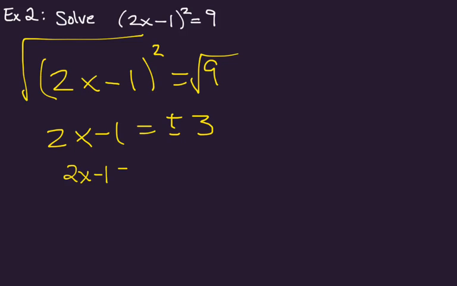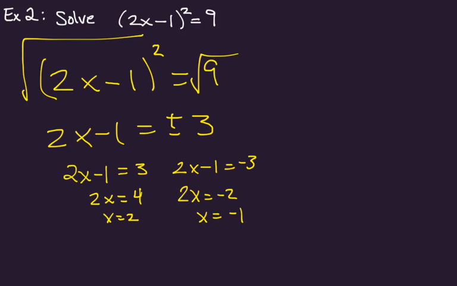Take the square root of both sides. Then you separate them into 2 little cases and work them out. One with the positive 3, one with the negative 3. And you just work it to the end to your solution. Any questions about that? Okay, let's try another one.